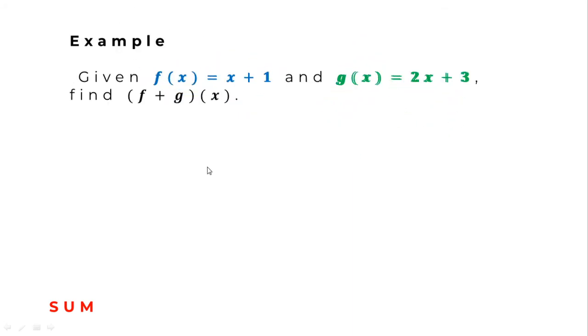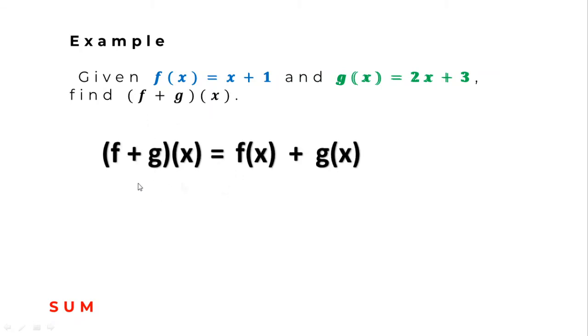Okay, for example, para maintindihan natin, given f of x is equal to x plus 1 and g of x is equal to 2x plus 3, find f plus g of x. So, ito yung hanapin natin, yung sum ng dalawang function. Ang first function is x plus 1. Ang pangalawang function naman is 2x plus 3. So, ito yung sum niya. F plus g of x is equal to f of x plus g of x.